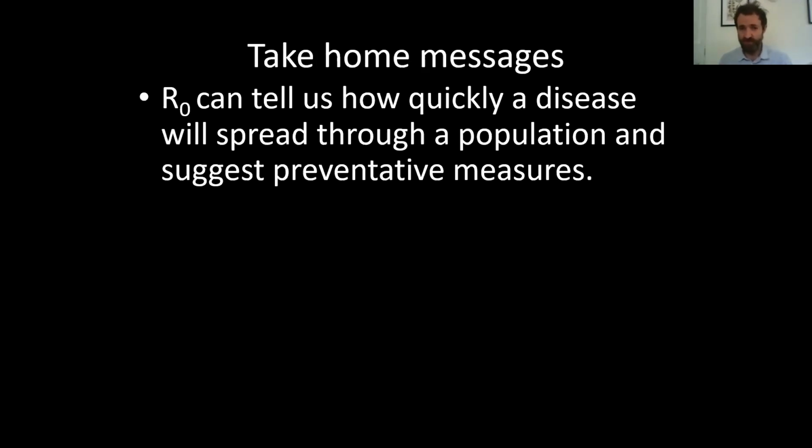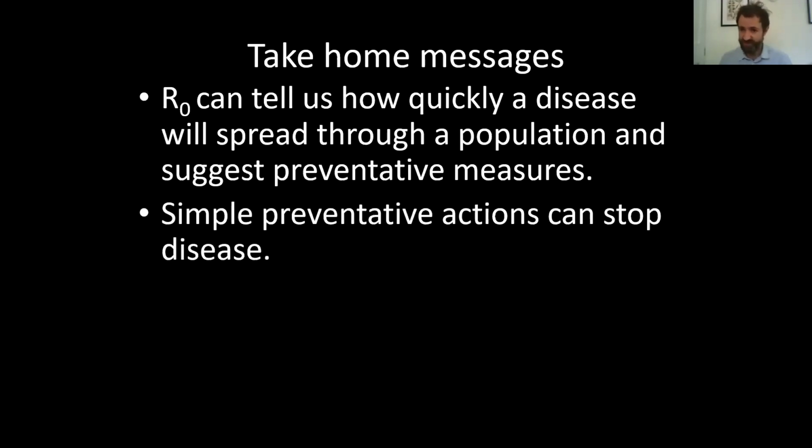So the basic reproduction number R0, how fast it's spreading at the start, combined with how long it takes to pass the disease on, will tell us how quickly the disease spreads through a population. And knowing what goes into that reproduction number can also help us to suggest potential preventative measures, either pharmaceutical like vaccines and antivirals, or non-pharmaceutical interventions like social distancing, physical distancing, hand washing, things we've seen implemented at the start of this pandemic. These simple preventative actions, things like washing your hands, staying away from people, keeping that 2-meter distance, can help to stop the spread of the disease.